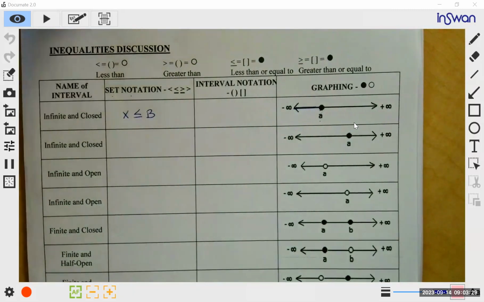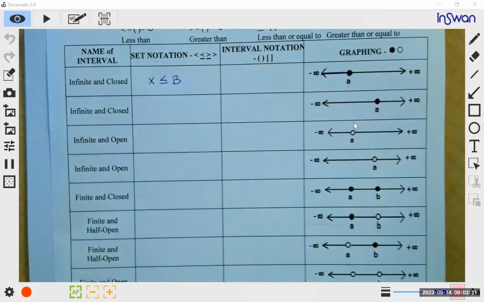Let me see if there's any more here. I'll give you the sheet when I'm finished.